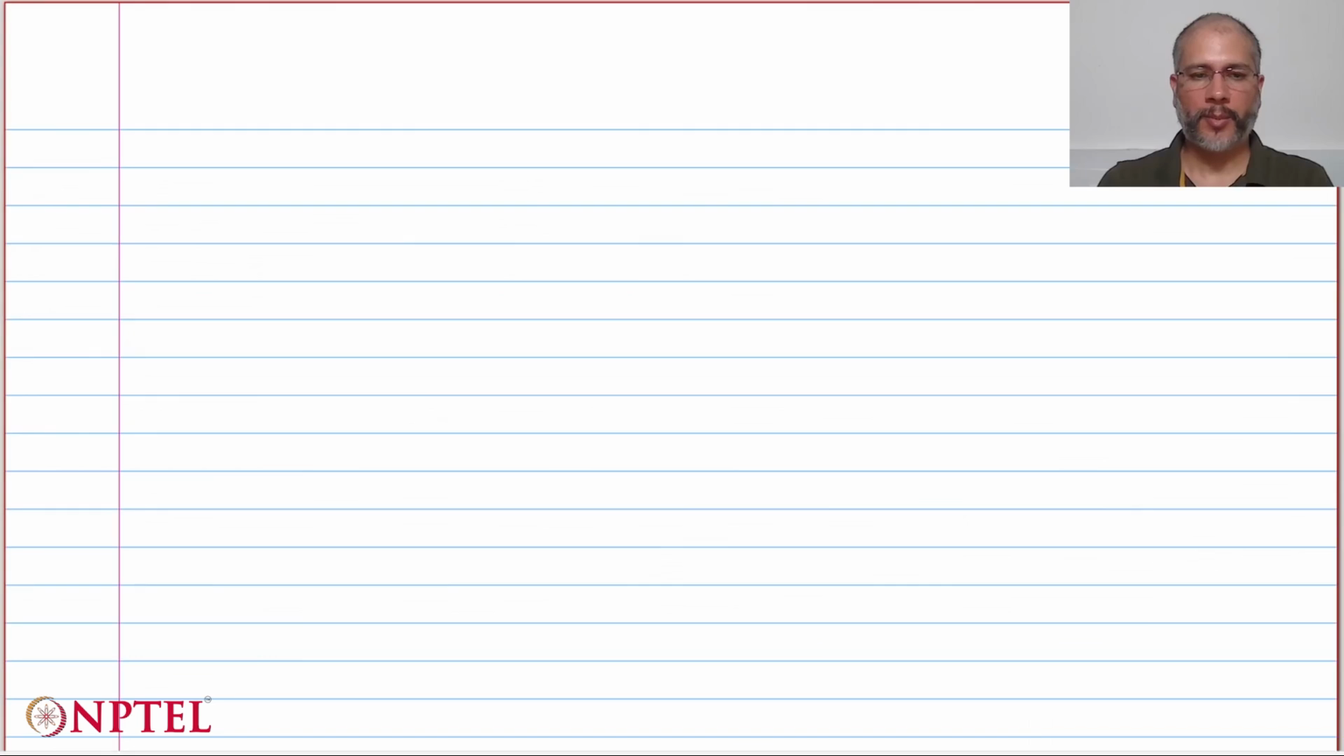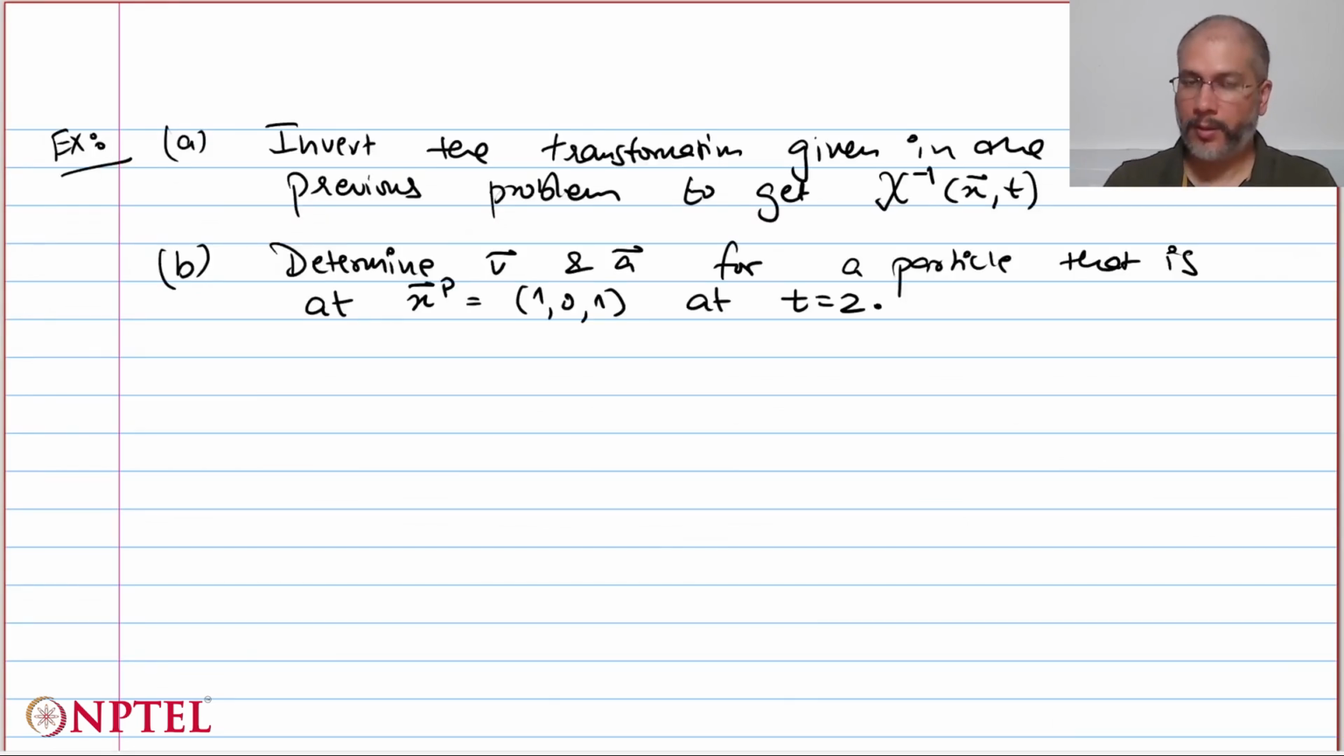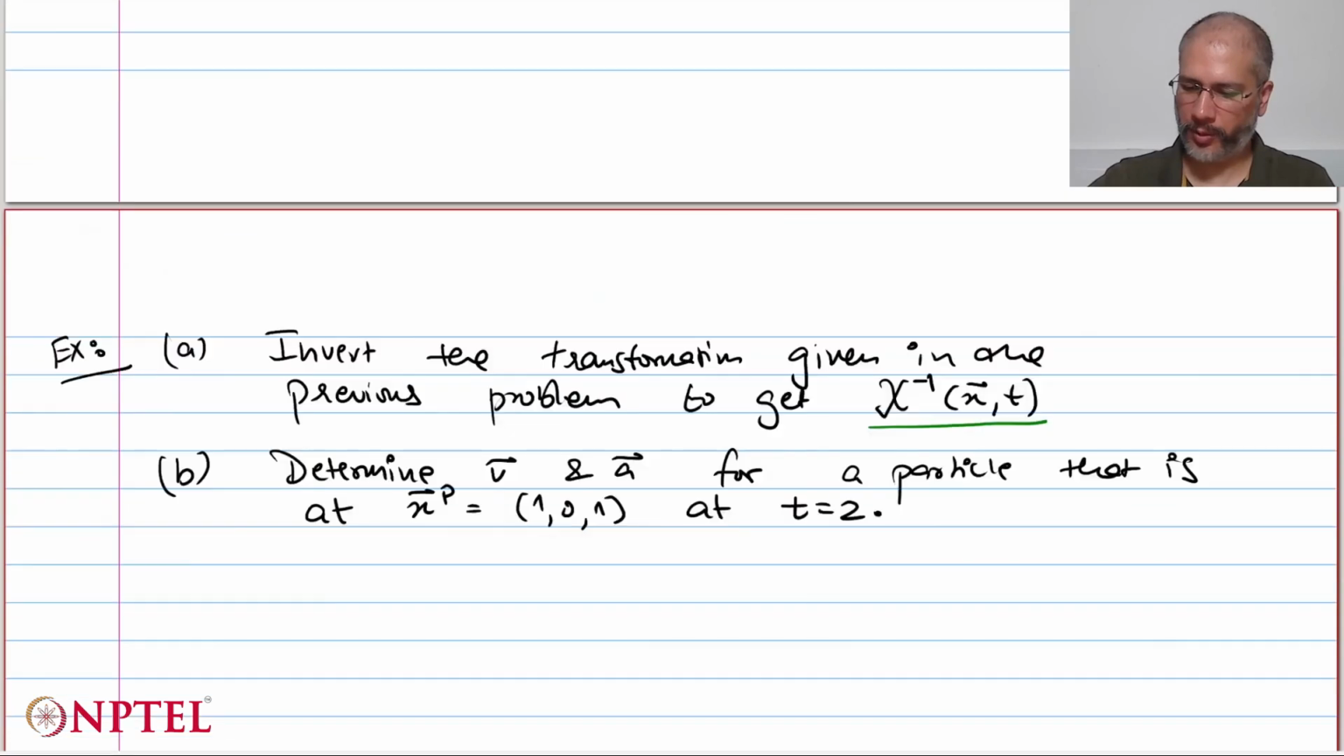So let us solve another problem. Let us look at part A in the problem. We are asked to invert the transformation that was given in the previous problem. That is, we have to find chi inverse. So in the previous problem, we were given small x1, small x2, and small x3 in terms of capital X1, capital X2, and capital X3. Let me quickly go back and show you the matrix.